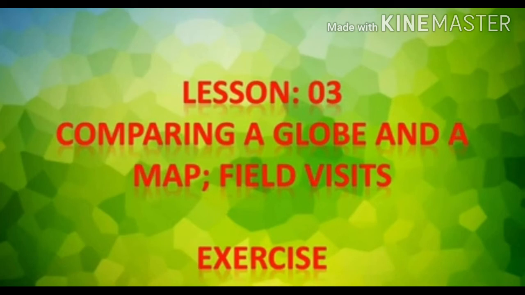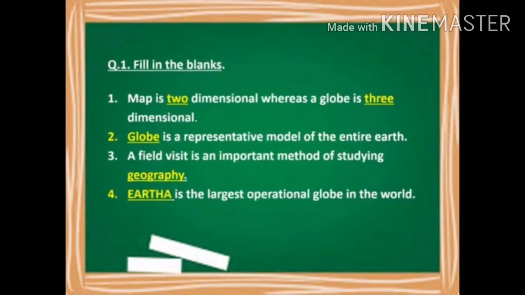I hope you understand this lesson very nicely. So let's see the exercise. Question number 1, fill in the blanks. Map is two-dimensional whereas a globe is three-dimensional. Globe is a representative model of the entire earth. A field visit is an important method of studying geography. Earth is the largest operational globe in the world.